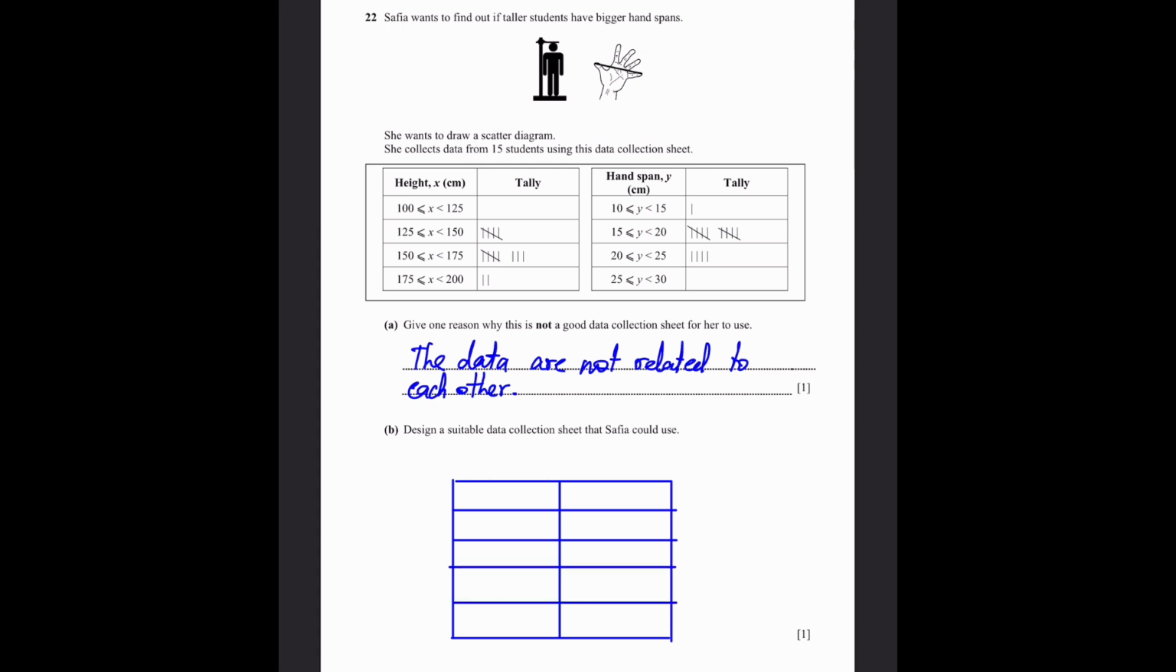And then the title will be height in X centimeters, and then handspan in Y centimeters. You can fill this, but then it's not necessary. We just need to design it and we don't need to fill it in. So that's question 22. Question 23.